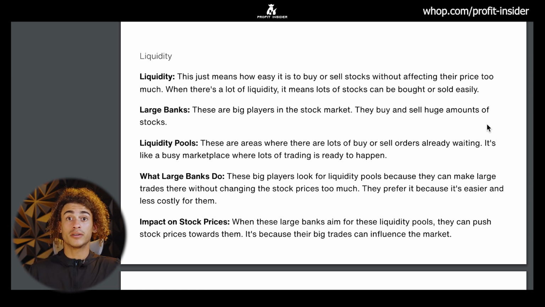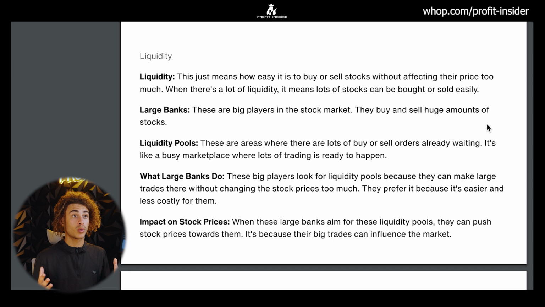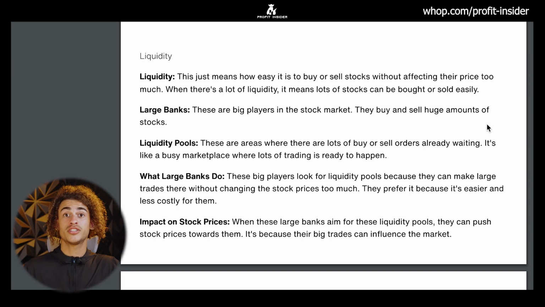If you ever see price bounce off of a level and have a huge reaction, it's very likely that a bank or a large institution had an order placed around this level. Liquidity pools, or areas of liquidity. These are areas where there's a lot of buy and sell orders already waiting, so when price reaches these areas, it has a very large reaction.